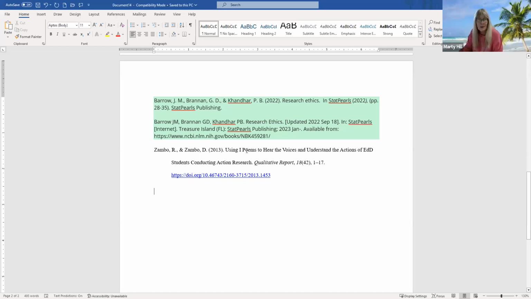So, using iPoems to hear the voices and understand the actions of EDD students conducting action research, I is going to be capitalized because it is I. Poems is not. Here is not. Voices is not. None of these are proper nouns. And so if you were writing a sentence, these would not be capitalized. That is sentence case.